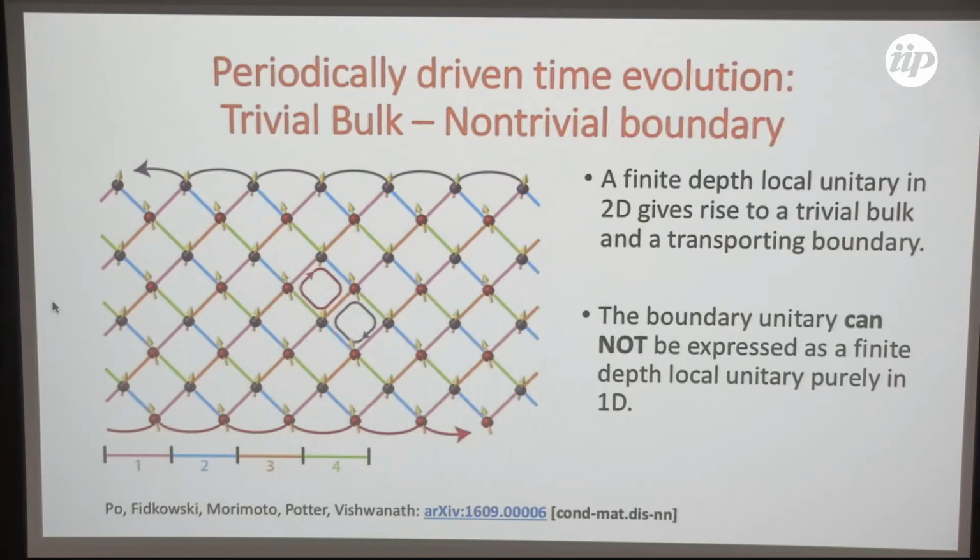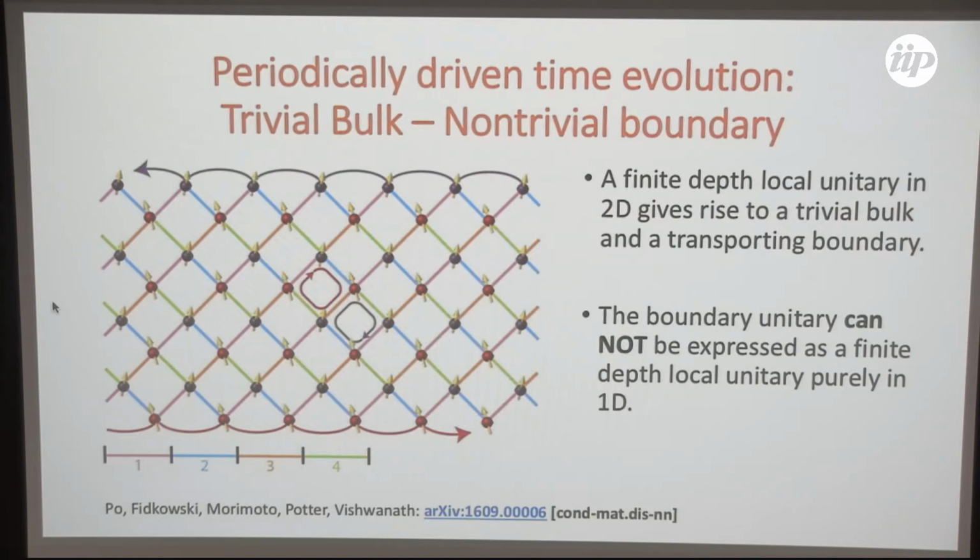We are interested in the following particular finite depth local unitary in a 2D system. So first of all, we have boundaries. We have a square lattice. At every site, we have some spin degree of freedom. And the time evolution is described as follows. First, you exchange these two particles, basically in this direction. You swap these particles. And you do it in this direction. Then you do it in this direction. Then you do it in this.